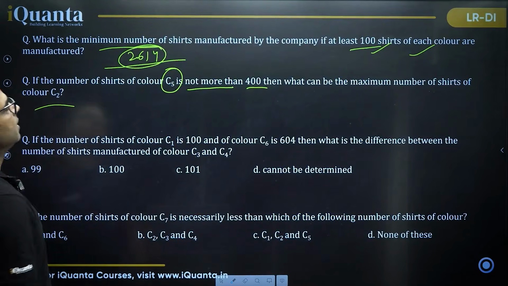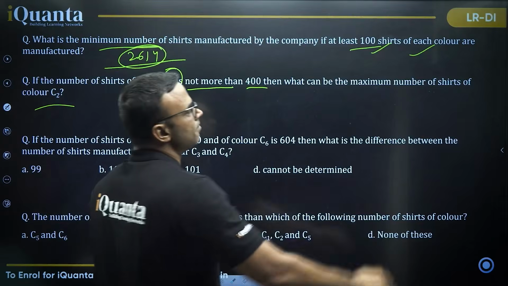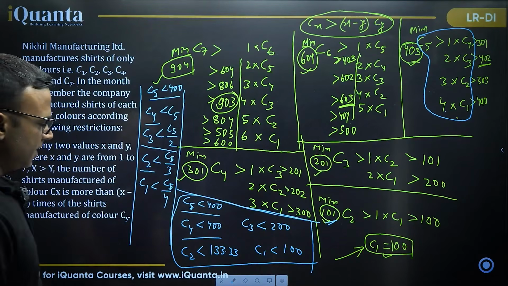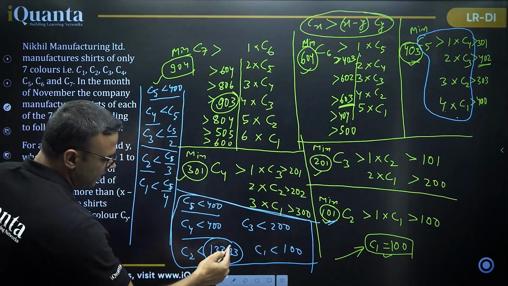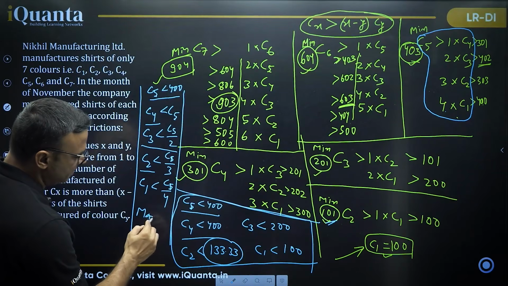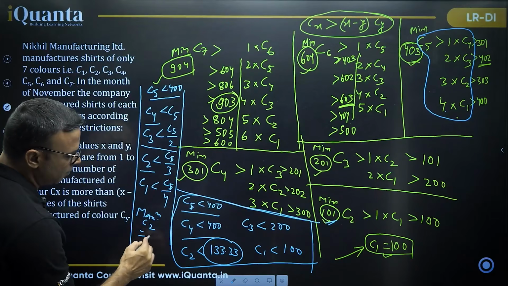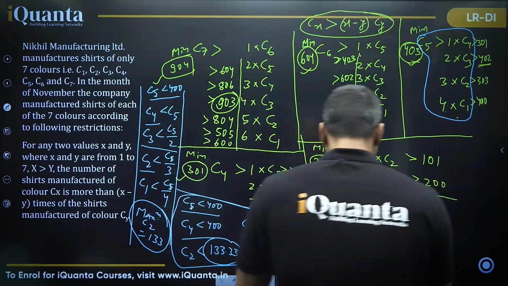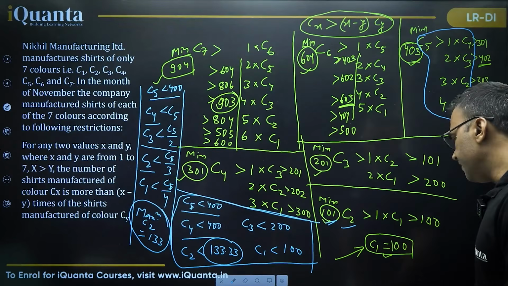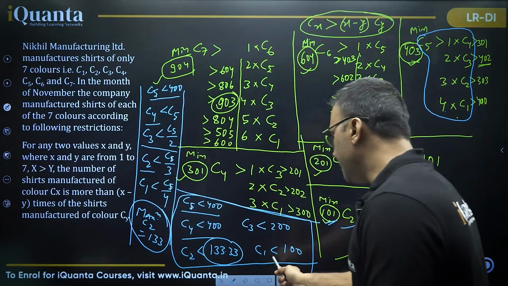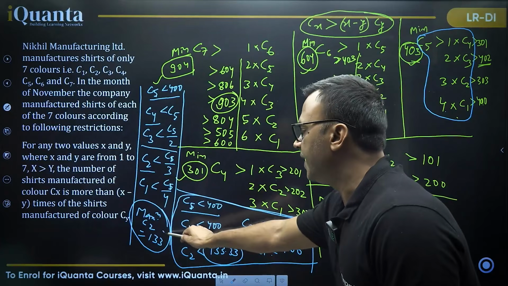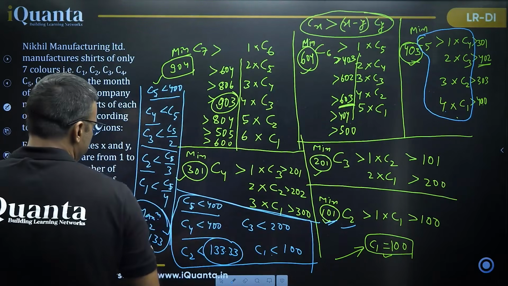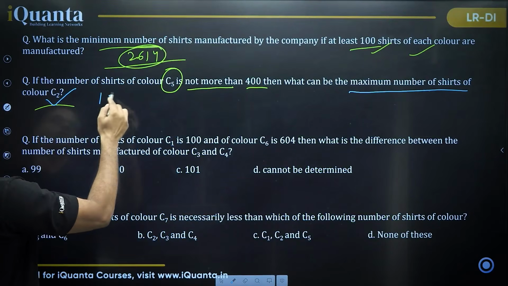What do we need? The question is, what can be the maximum number of shirts of color C2? So C2 has to be less than 133.33, so the maximum value of C2 is 133. But you need to check, is it valid? Because we need to see that C2 is valid. C2 is greater than C1 and C1 is less than 100. So 133 is fine. This is a valid situation. So the answer of this question will be 133.